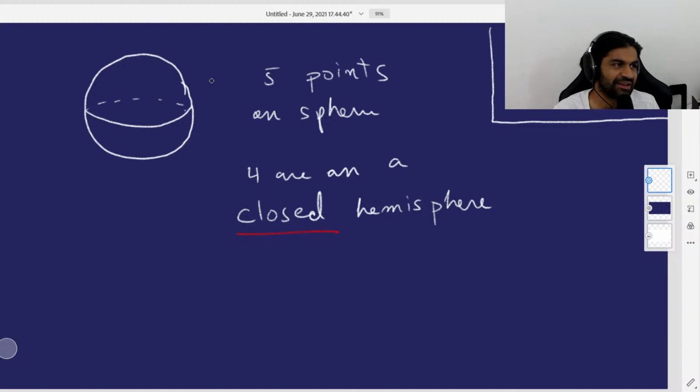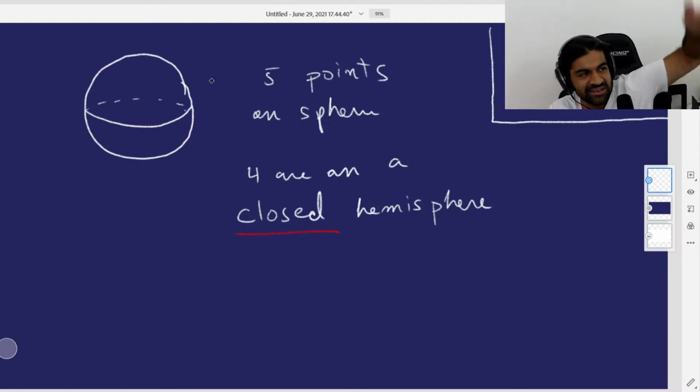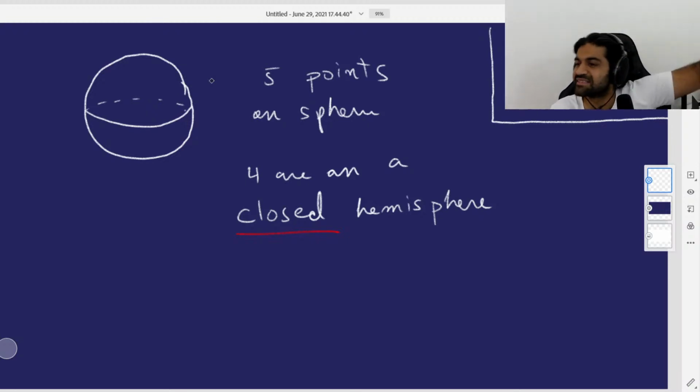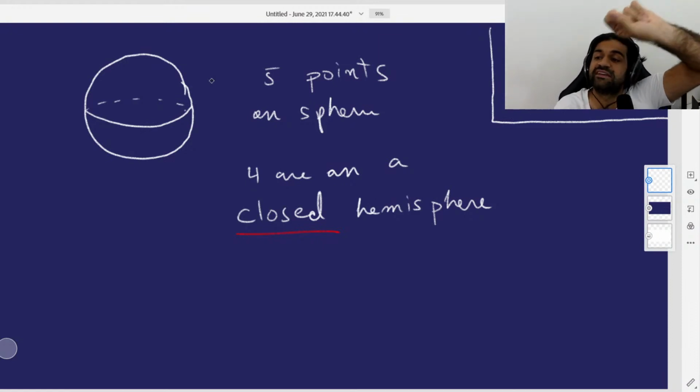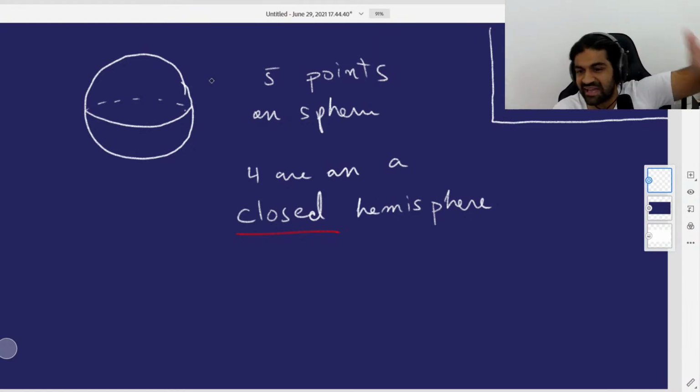Okay, so you have 5 points on the sphere, and imagine slicing it so it slices into 2 equal pieces. Closed hemisphere just means you are including the equator. So one of those 4 points could lie directly on the equator of the slice you make when you slice the sphere in half. Let me know if there are any comments on this question. And yes, closed means you are including the bounding circle. That's exactly right.